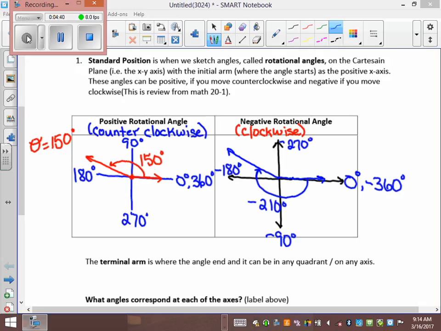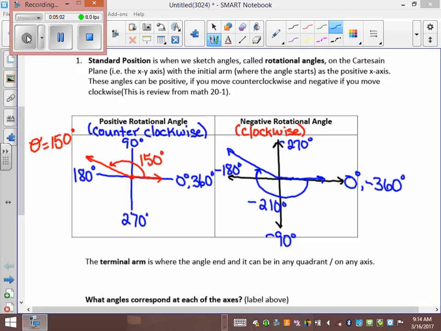Now, if I added another whole 360 to 150, what would I be at? 360 plus 150. 510. If I did 510, I would go around the whole 360, and then I would do another 150, and I'd terminate on the exact same arm. So as long as I terminate on that same arm, it's coterminal.